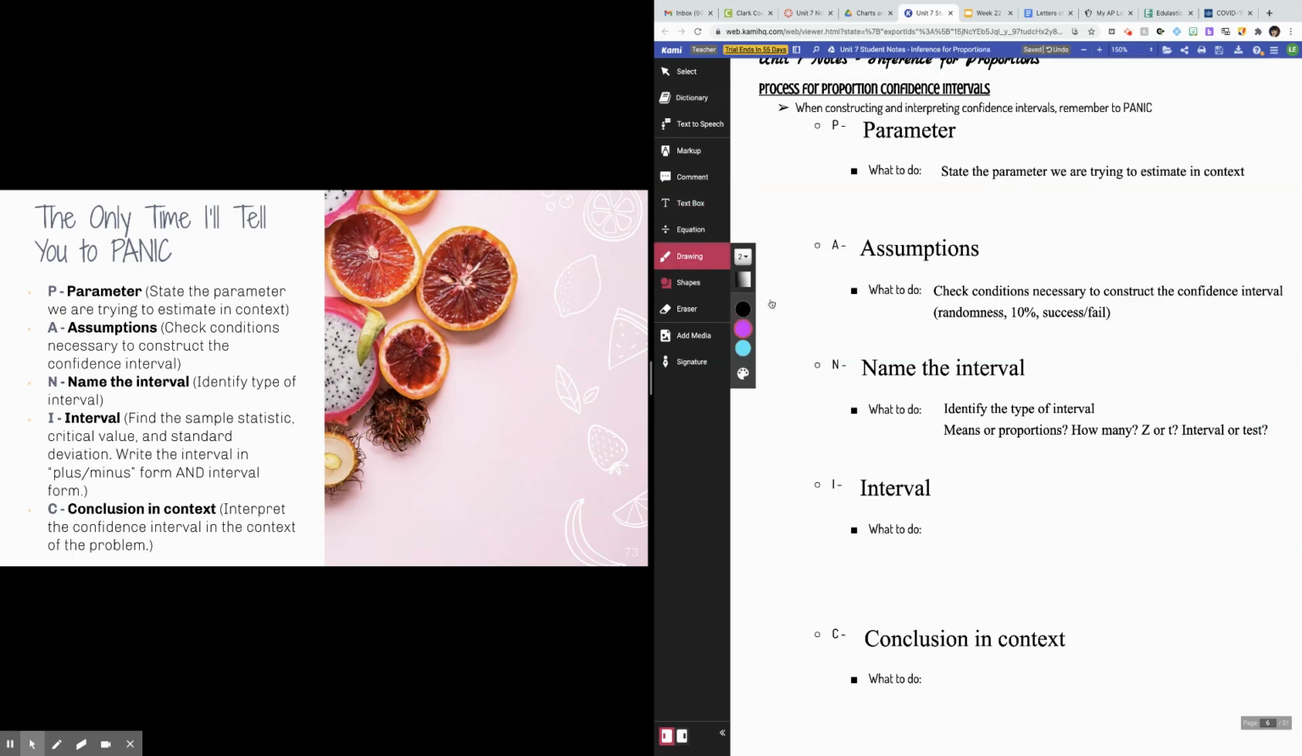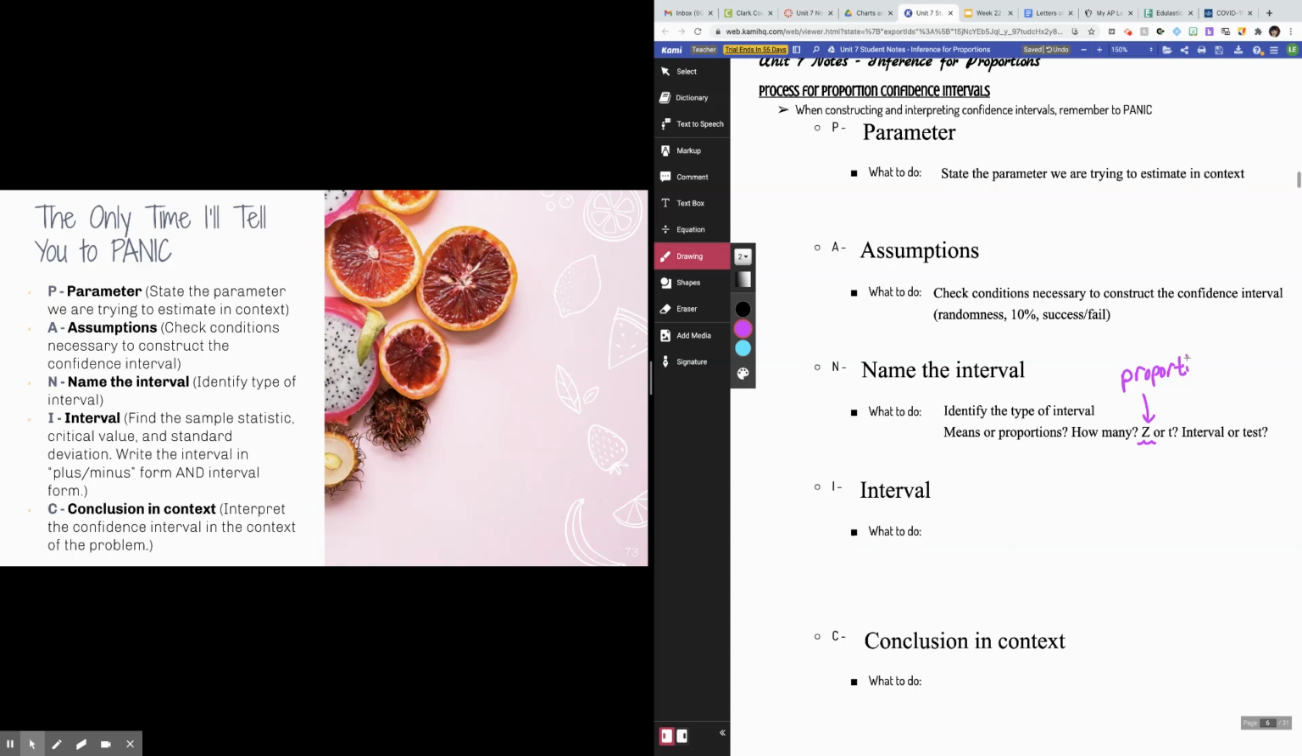Okay, for the purposes of this unit, Z will be your answer to this question, because Z goes with proportions. T goes with means, okay? And then for right now, obviously we're constructing intervals. So the answer to this question would be interval, okay? These first three steps are just to kind of lay the foundation, okay? You're like stating what you're gonna do and then making a plan for yourself, okay? The math happens here.